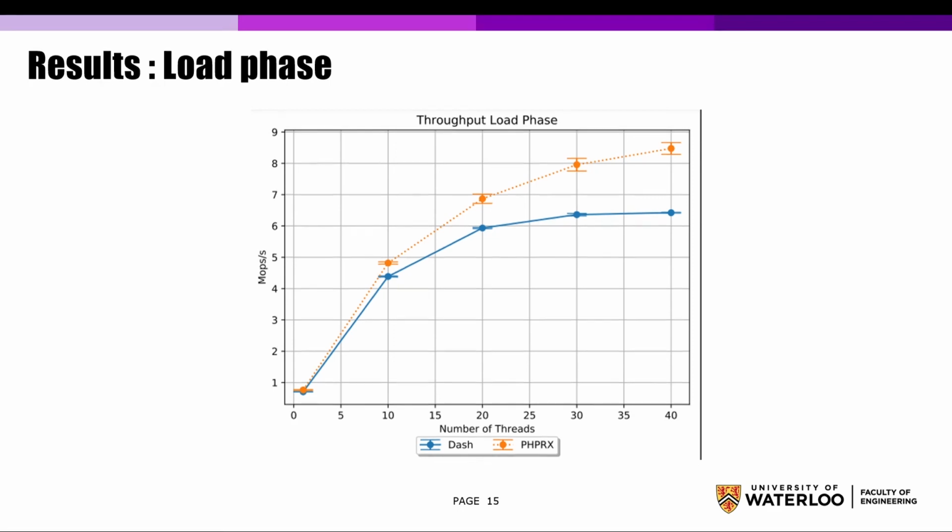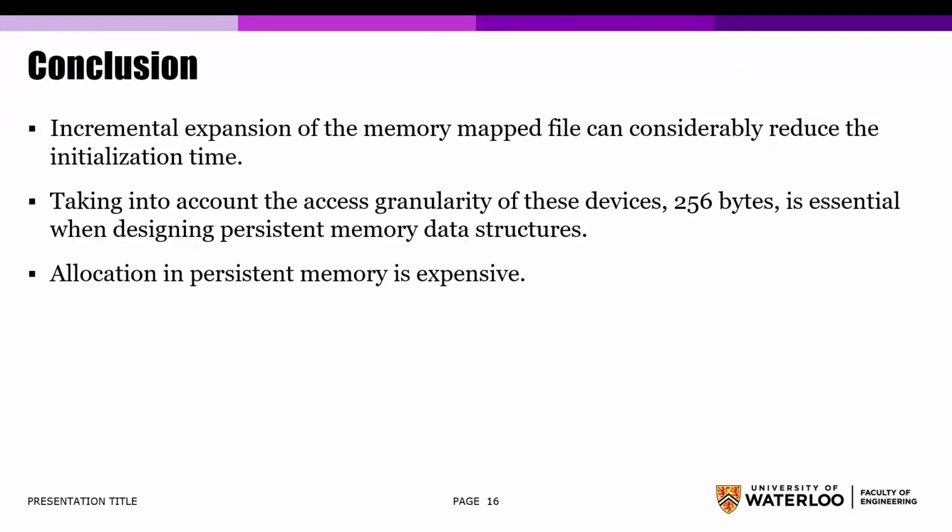So finally, in conclusion, we can say that the incremental expansion of memory map files can considerably reduce the initialization time, that it is crucial to take into consideration the access granularity of these devices when designing persistent memory data structures, and that allocation for persistent memory is expensive.